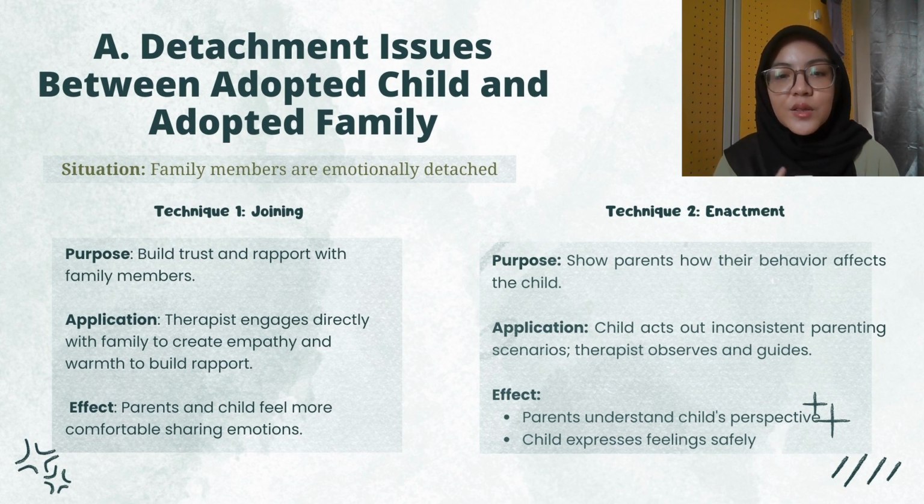The second technique is enactment. Here, the therapist will ask the child to act out real situations or real conflicts at home, such as moments where parents are overly protective and suddenly become too permissive at times. While the interaction is acted out, the therapist observes and gently guides the process by asking relevant questions. This will allow the parents to see the behavior from the child's perspective and helps the child express feelings in a safer and more controlled environment without worrying about the reactions of the parents.